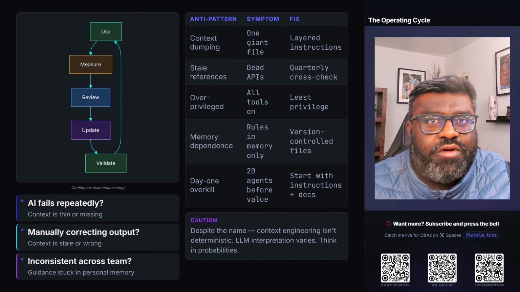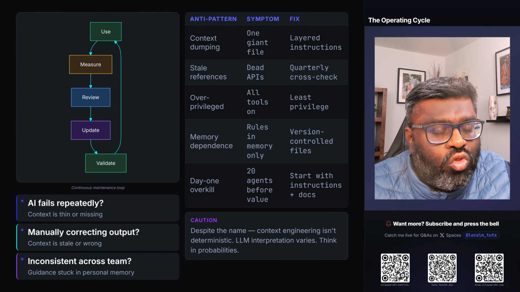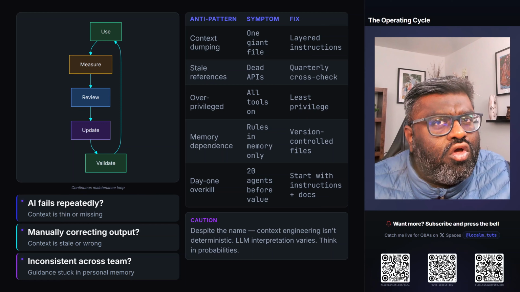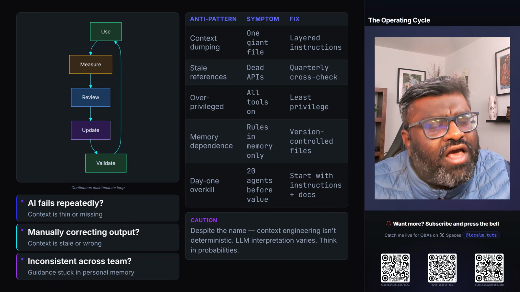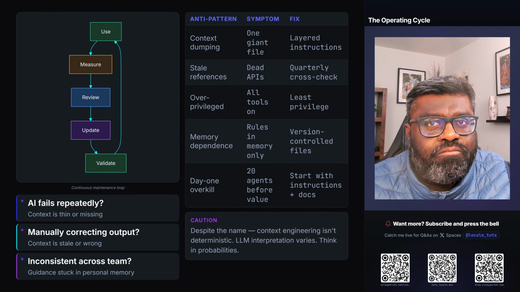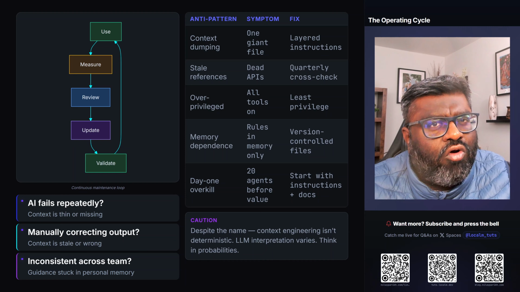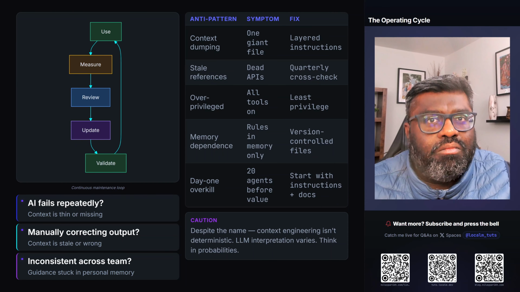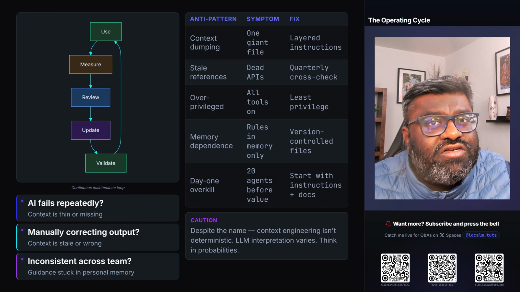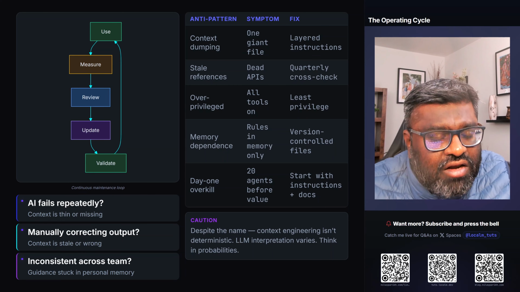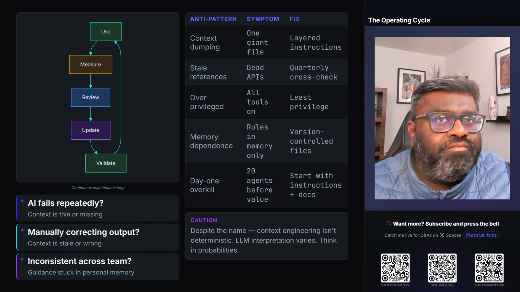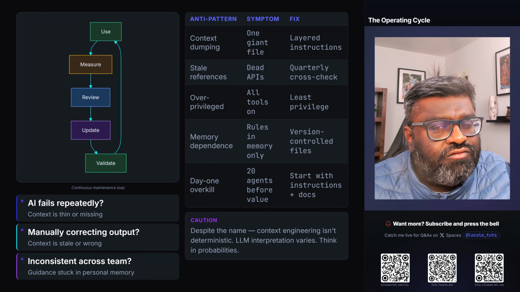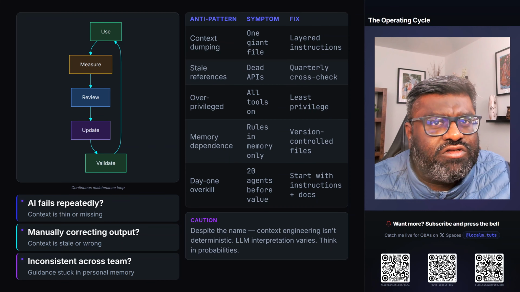The operating discipline is a continuous cycle, not a one-time checklist. Use the context daily. Measure where the AI still fails, especially where it failed repeatedly. That's where the context is thin or missing. Review artifacts periodically. Where do you manually correct the AI output? Context is stale or wrong. Update where it's stale. Validate every change. Repeat. Remeasure.